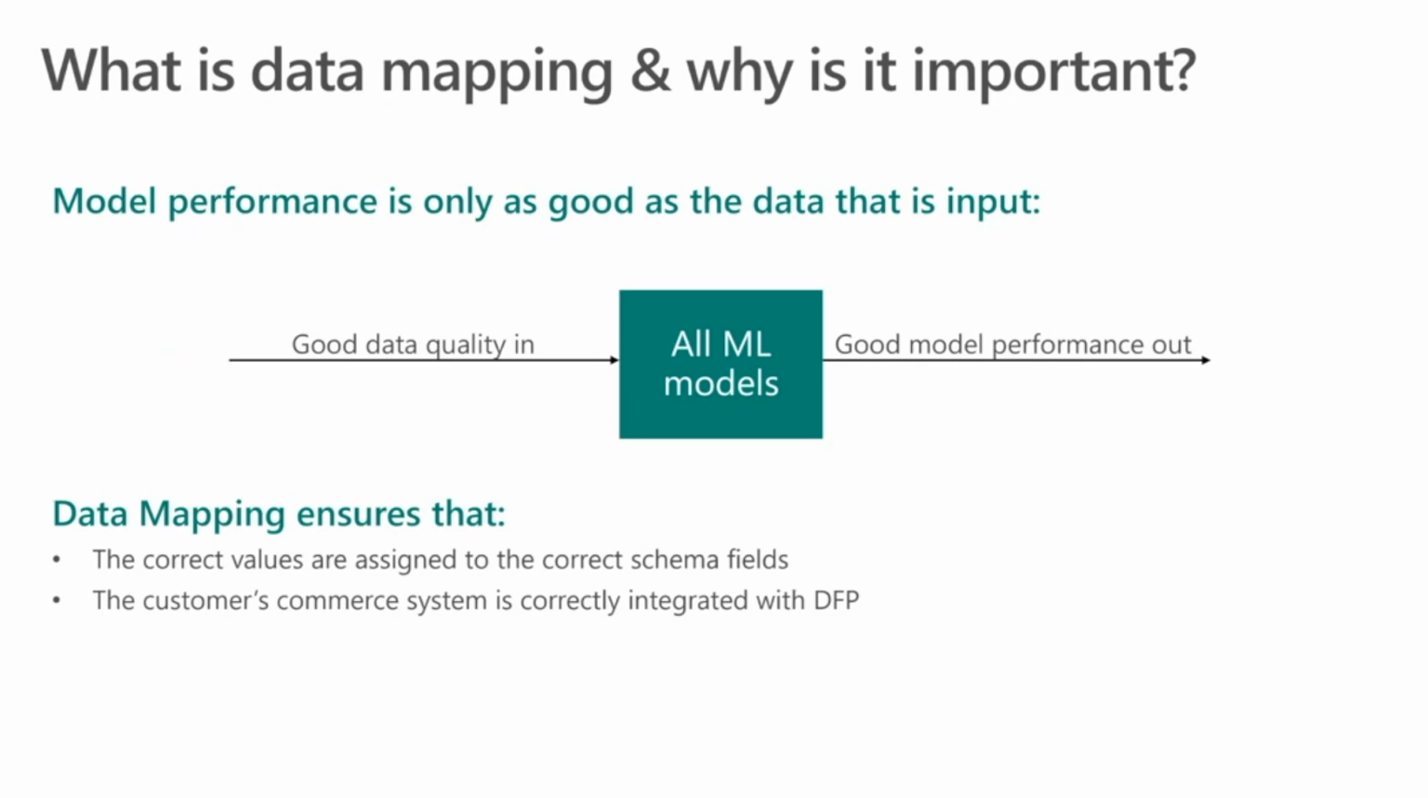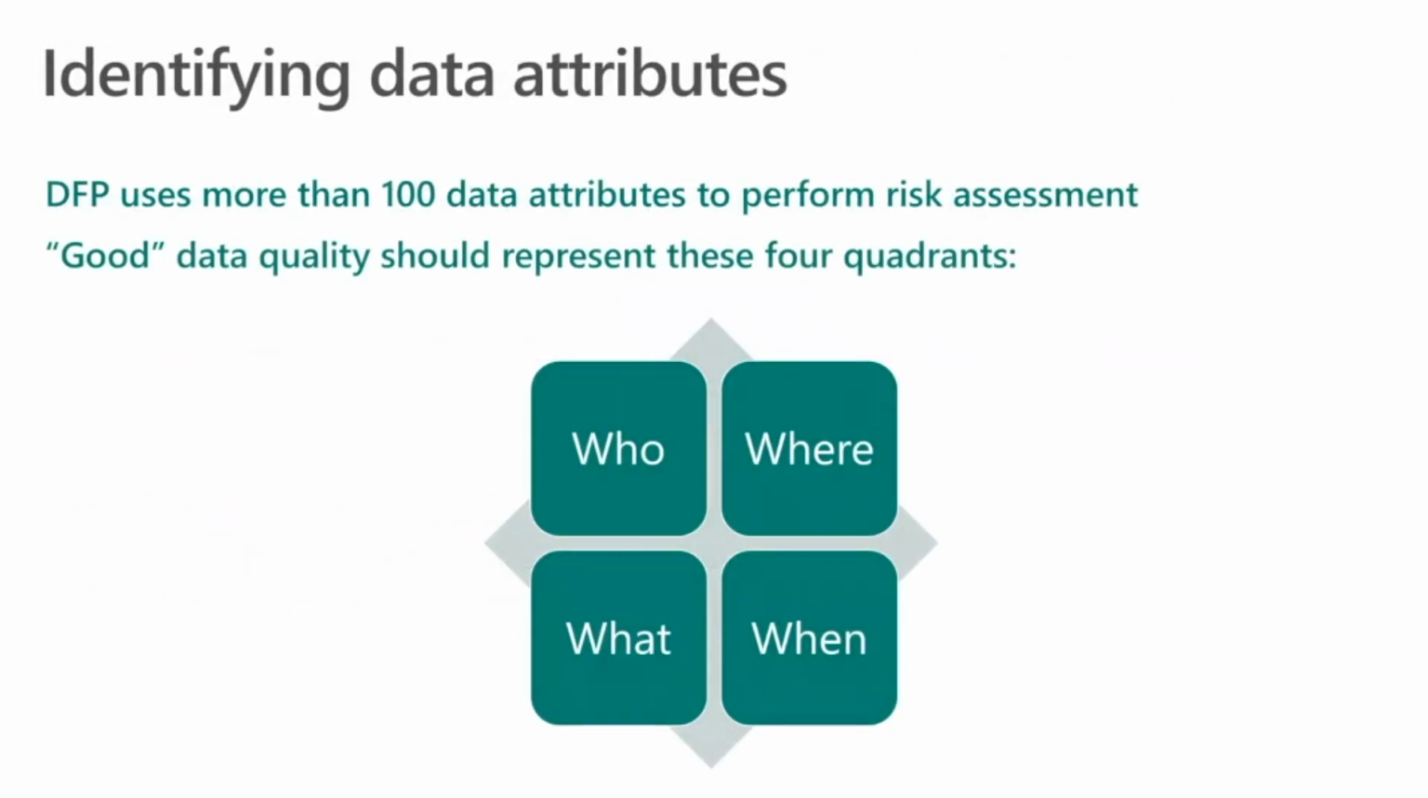We need merchants onboarded to follow the same specification definition to make sure model performance is kept optimum for everyone. Specification like purchase amount format, country code format, etc. We have a data schema of over 100 data attributes to let the machine learning model make the risk assessment. A good data set should have a balanced representation of these four quadrants: who, what, where, and when.